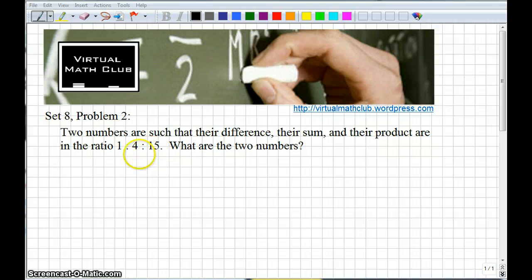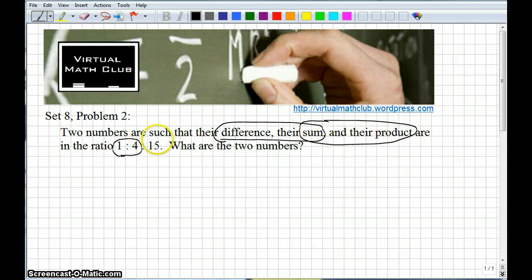So my hint to you would be, first of all, you can look at this as actually two different ratios. So this is saying that the ratio of the difference to the sum is 1 to 4. And the ratio of the sum to the product, right there, is 4 to 15. So if you actually break this up into two different ratios, then you'll be able to solve it.